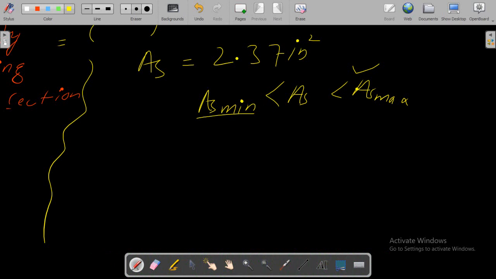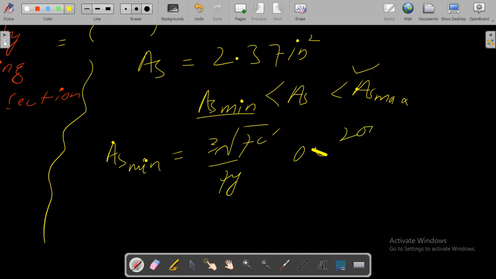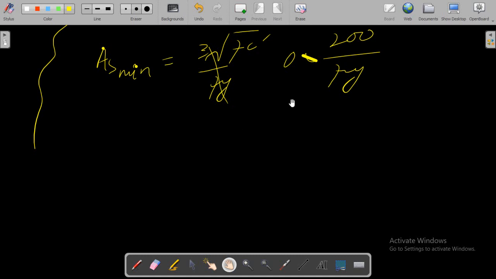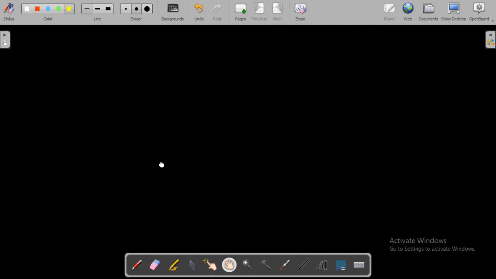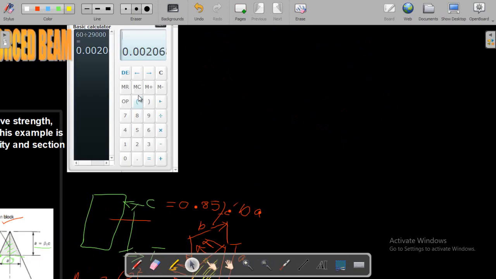I have discussed this completely and I have derived the equation for the As minimum for a beam, that is 3 times square root of fc prime divided by fy, times bw d, or the other limit, that is 200 divided by fy. I think I derived this equation in part 09. So from this we can find out which is the governing one, right? Because if you multiply this 3 times the stress value, it will give me a value of 164, right? This is important.